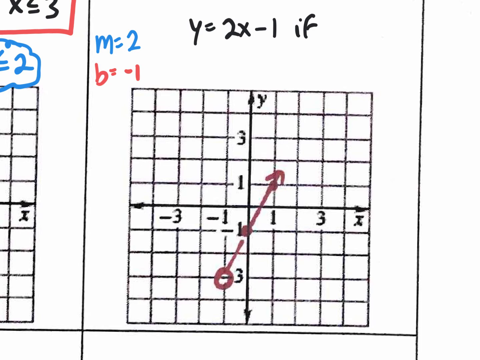this is where the domain comes in. The domain are your x values, and the x values run left and right. So does this line exist to the left forever? No, it doesn't exist at -3 or -4, right?